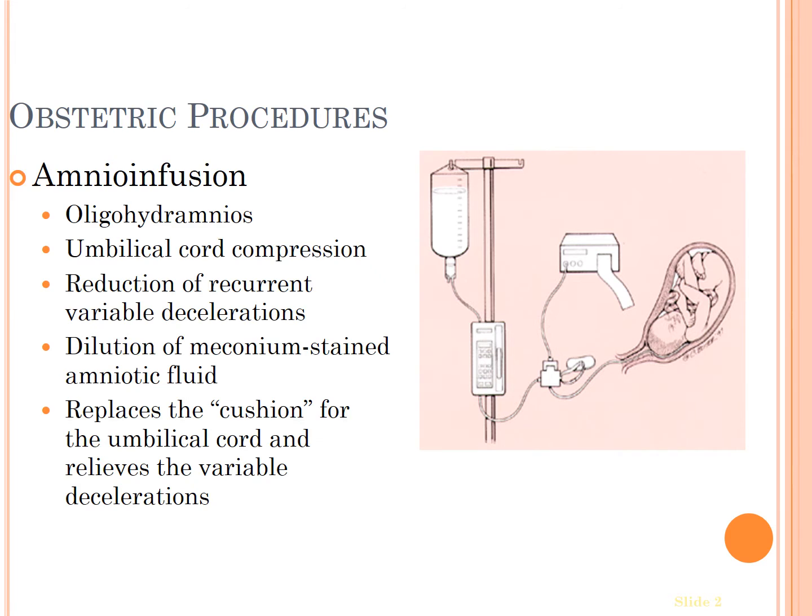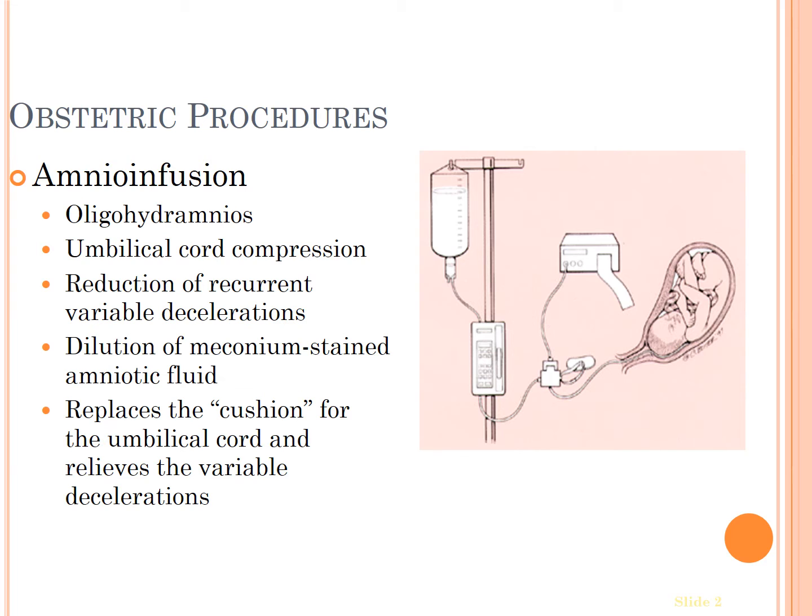So let's talk about some obstetric procedures, and some of these we've already talked about, but I just want to re-emphasize that you do need to know these and understand them. So amnio infusion. This procedure involves inserting fluid of either warm saline or lactated ringers, LR, into the uterus. The fluid is inserted through an intrauterine pressure catheter during labor. Of course, this can only be done after the rupture of membranes, or ROM.